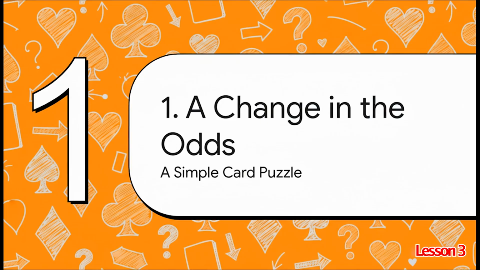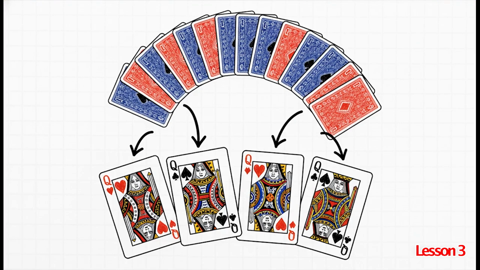Let's start with an example. 52 cards, a deck of cards. So we shuffle the deck. There's 4 queens. So the chance of drawing a queen is just 4 out of 52. That's a basic probability question. But what if we change it just a little bit?